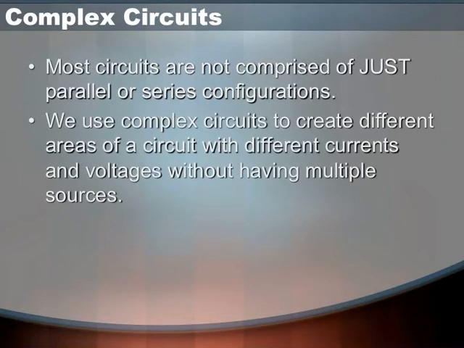So the advantage of a complex circuit is I can have different regions of the circuit that have different properties while using the same battery. Okay, so for example, let's say I have a little battery. Maybe it's a little Christmas tree light, and maybe this light only wants 4 volts. That's where it is at its optimum performance, 4 volts.